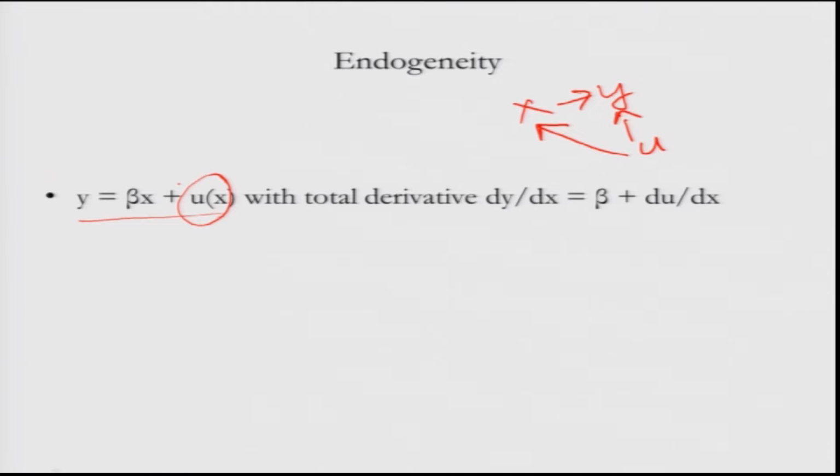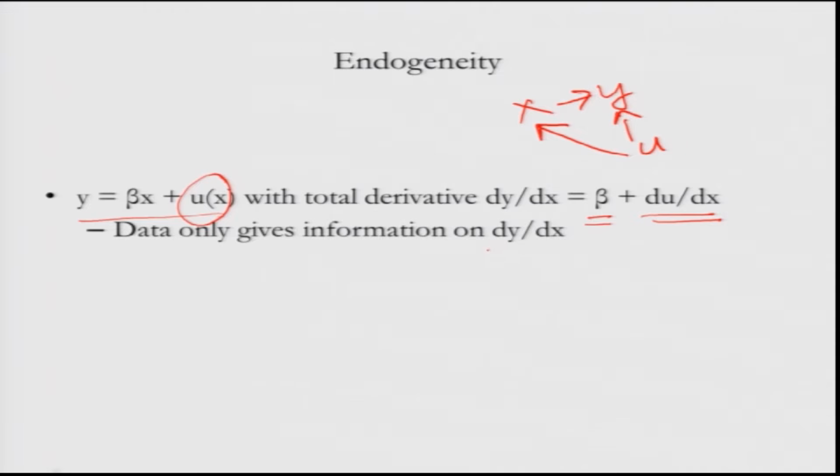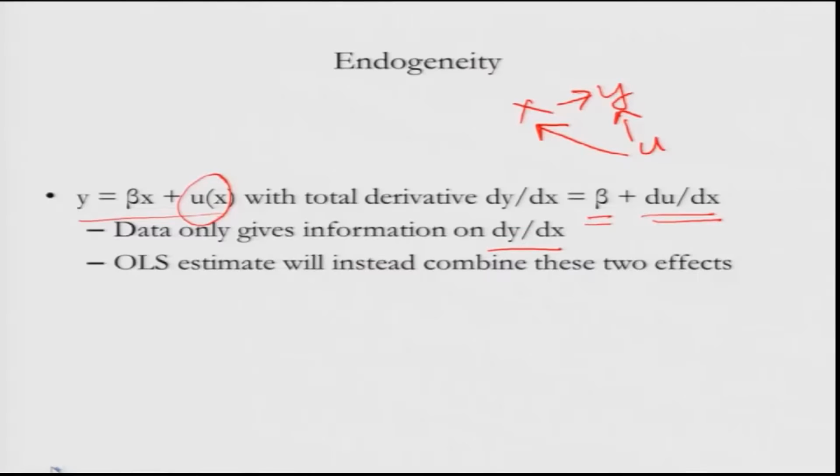Now, with the total derivative, what we end up having is dy/dx, which, remember, we want to be the slope of the linear regression line, or the OLS that we draw, that we estimate. So, this is now equivalent to beta, but now because u is a function of x, we have an additional term, which is du/dx. Now, data only gives information on dy/dx, obviously, because when we have information on x and y variables, all we can do is to try to draw a linear regression of y on x, and that gives us dy/dx, but not necessarily beta. The only way that we can retrieve beta is when we assume that this du/dx over here is equal to 0, that is, when there is no association between u and x.